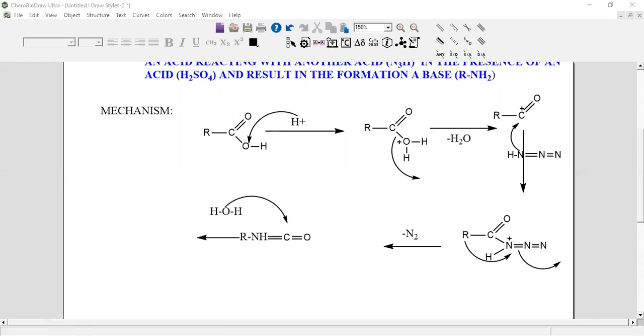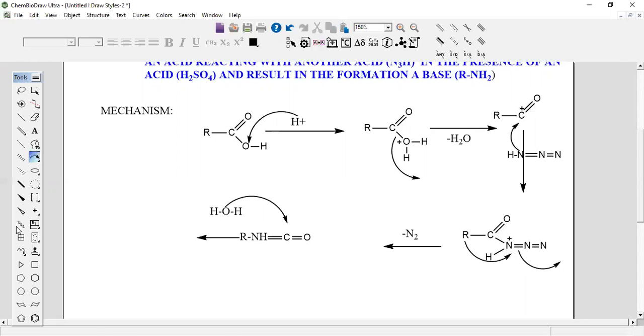The pi bond is shifted to here. A pi bond is shifted, and in this water molecule, one hydrogen is added to the nitrogen, and OH is added to the carbon. So then what happened in this case? You can write this one.